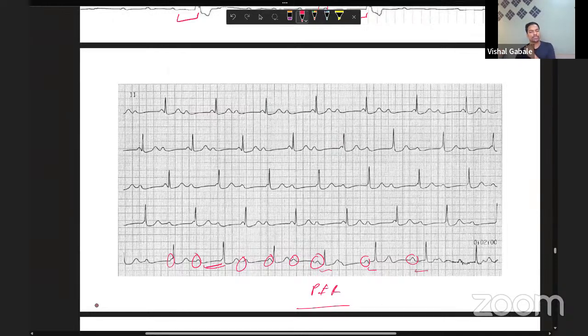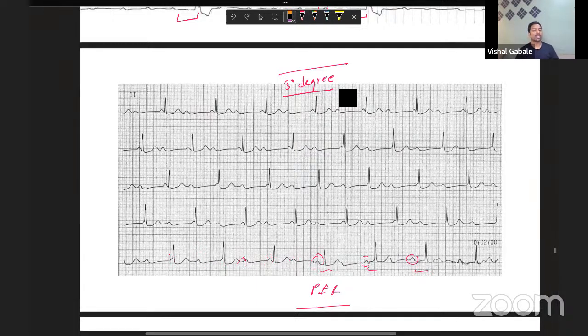Can anybody tell me now? This is third degree, guys. No doubt this is third degree. As there is no relationship between P and QRS, and P waves are definitely more than the QRS complexes. Okay, that means atrial contraction is more than the ventricular contraction, and only a few QRS waves are there. Okay, but that is because of the ventricles themselves. That is not related to your P wave. Okay, so this is your third degree. Okay, so I hope it is clear.